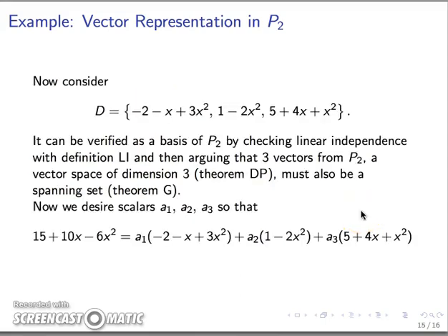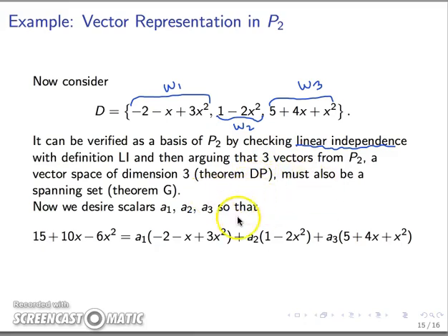So let's now consider a different basis of P sub 2. I have been using V1, so now let's think of this first polynomial here, maybe like W1, and this one would be W2, and this other one would be W3. So this set D containing these three polynomials, we need to do a verification of linear independence, okay, and of the spanning property.